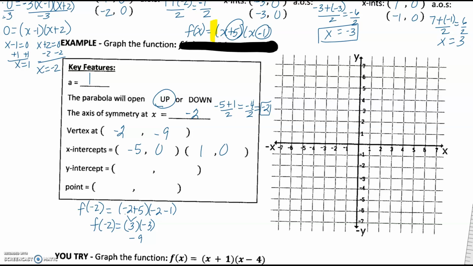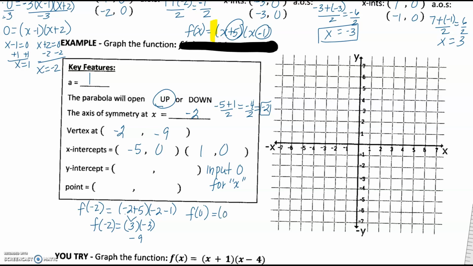Okay, so I have 2, negative 9 there. Now, I'm going to find my y-intercept. Remember, y-intercept means when I input 0 for x, what am I getting for my y? So that's what I'm going to be determining. Now I'm doing the f of 0. So here I input 0 for x.